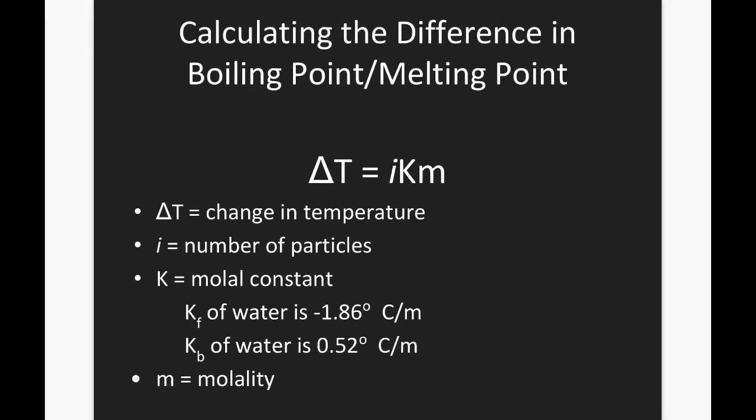So we can figure out how much it changes our temperature using this formula right here. All right, so our delta T is the change in temperature, so final minus initial. I is the number of particles. If you have a covalent compound, you always have only one particle, I always equals 1. Now, if you have an ionic compound, it would, most of the time, be 2.